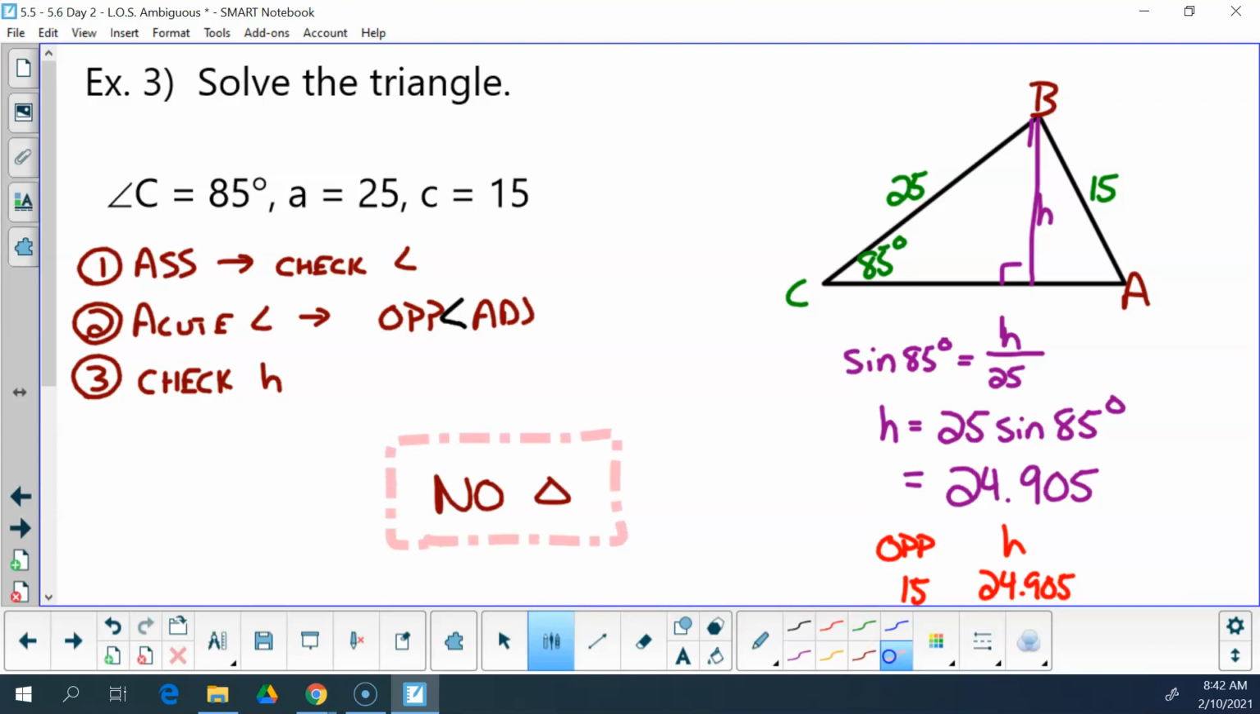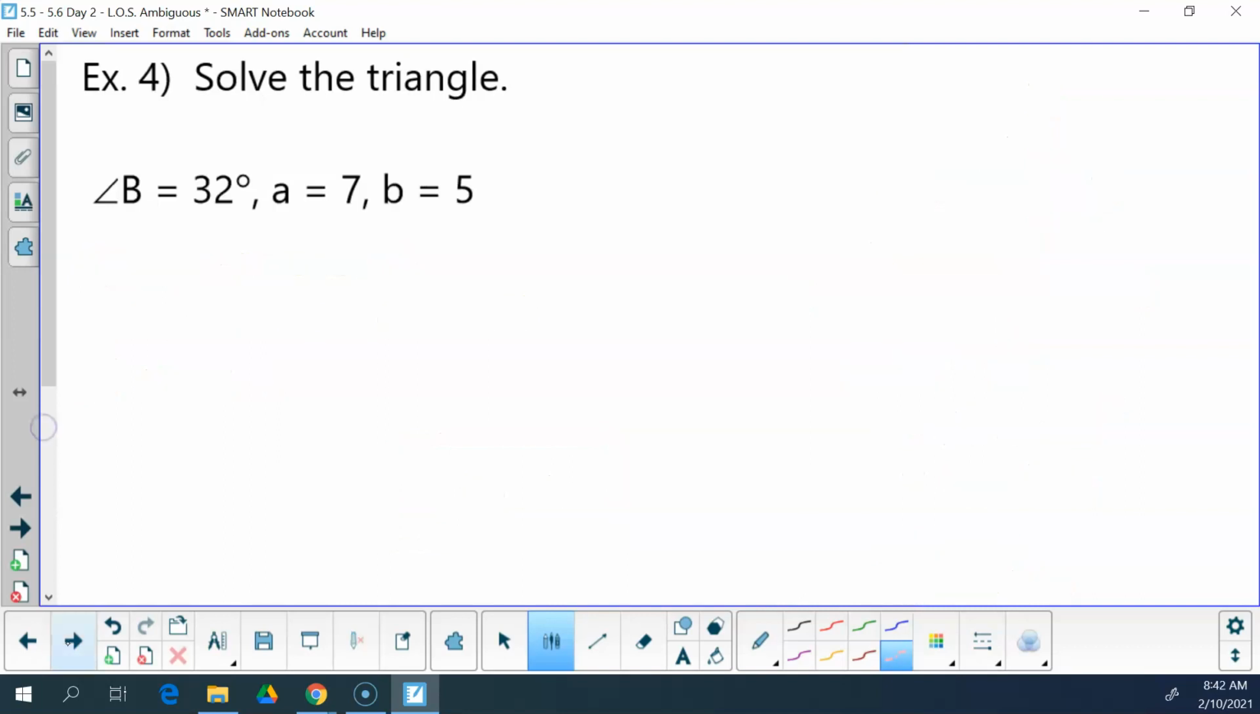That opposite side doesn't reach down to hit that other side. So no triangle form on that one. Okay? Love it.